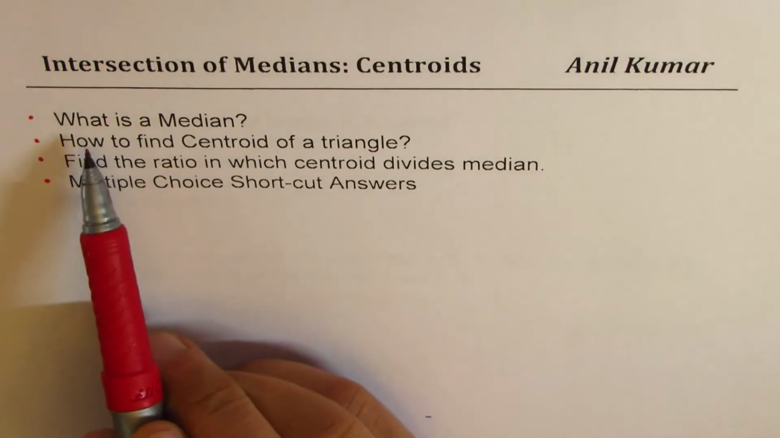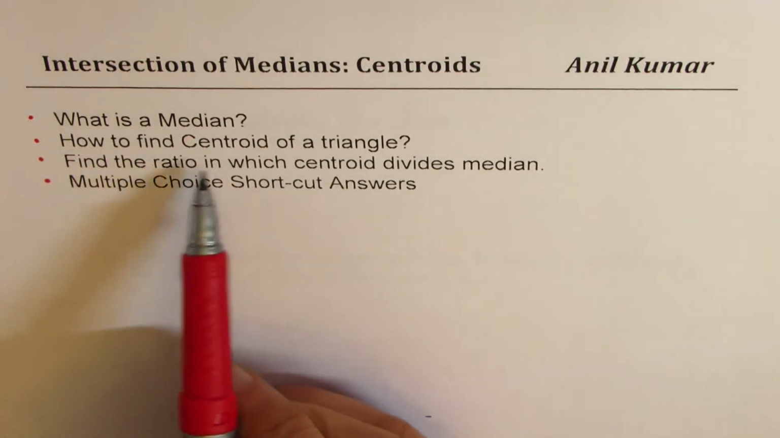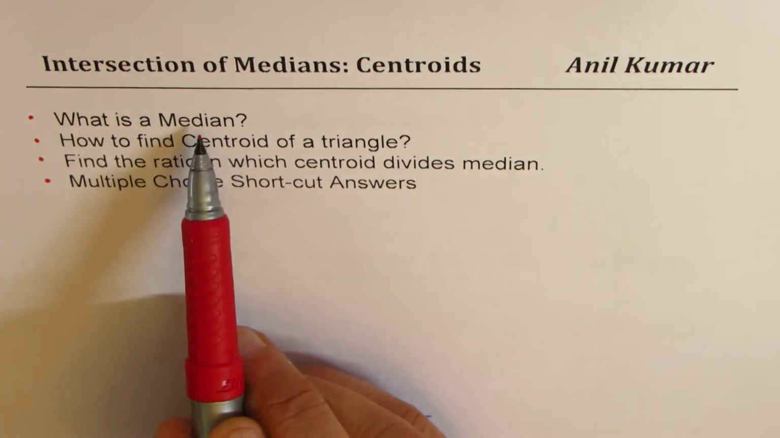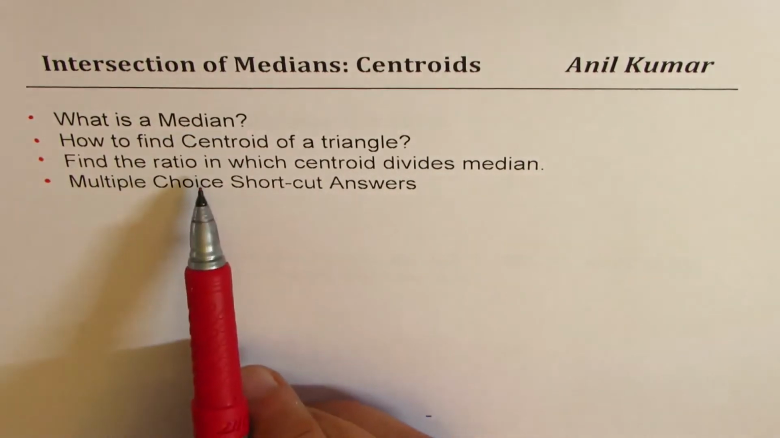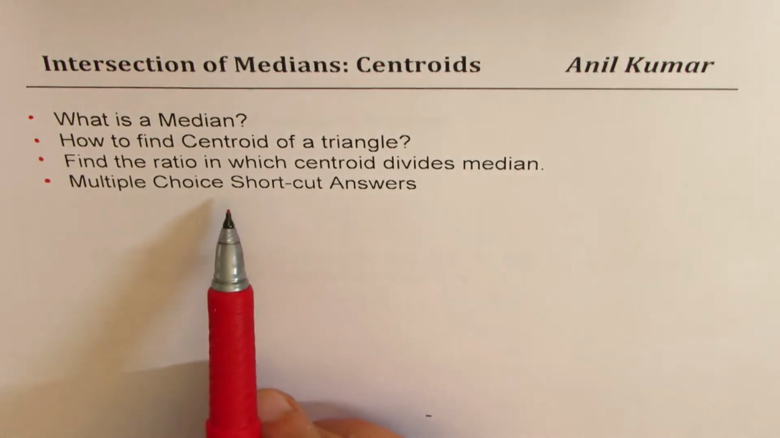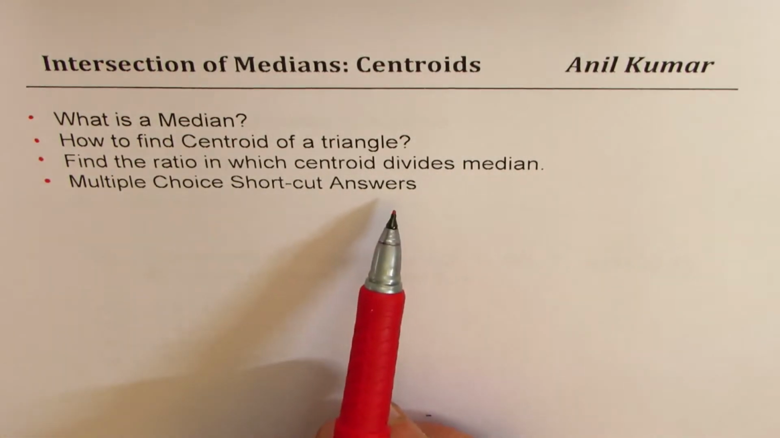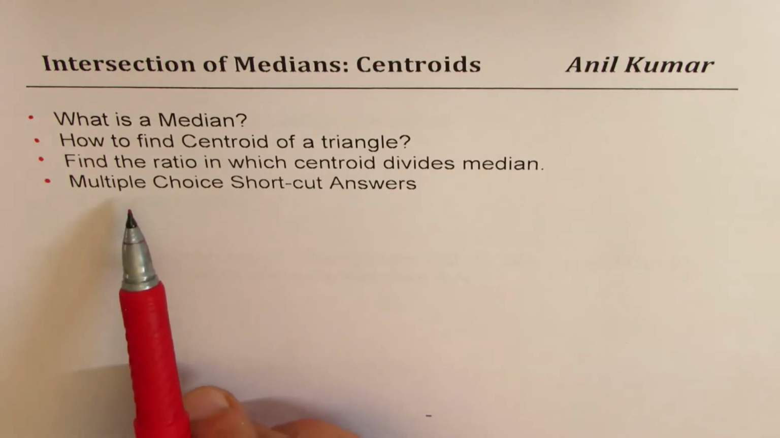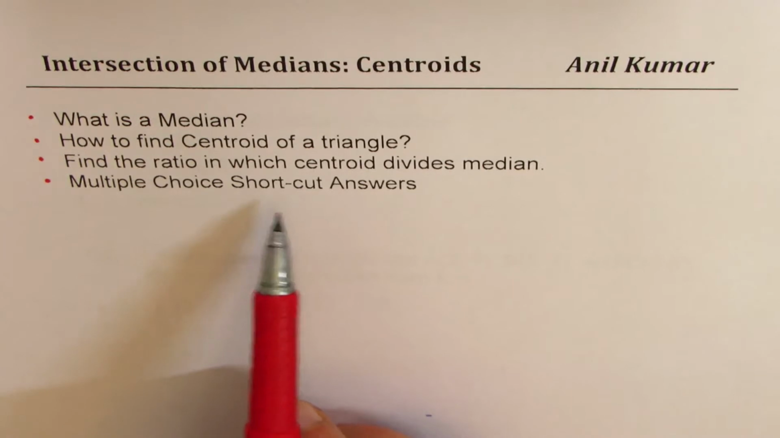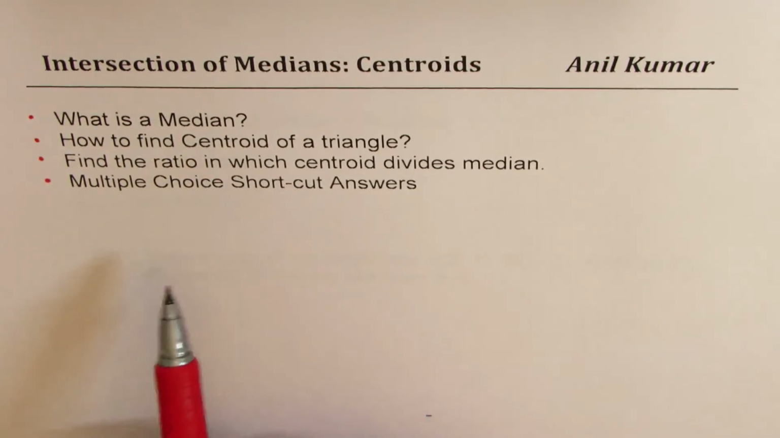So we'll talk about what is a median, how to find the centroid of a triangle. Centroid is a point where medians intersect. Find the ratio in which the centroid divides the median, and then we'll have multiple choice shortcut answers. When I say multiple choice shortcut answers, I'll tell you how to immediately answer the question about medians and centroids without doing many calculations.